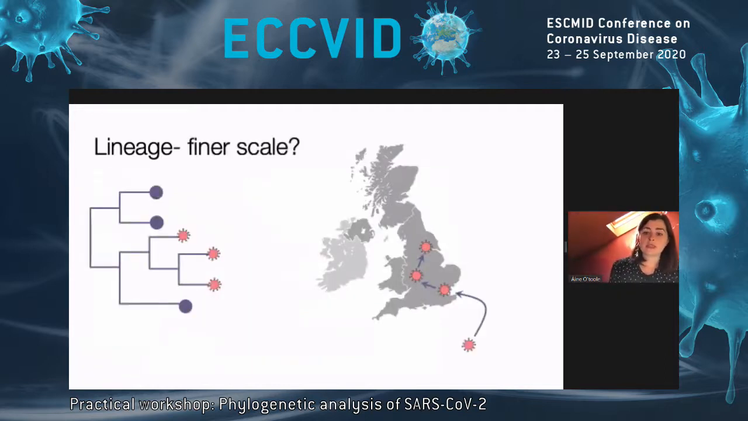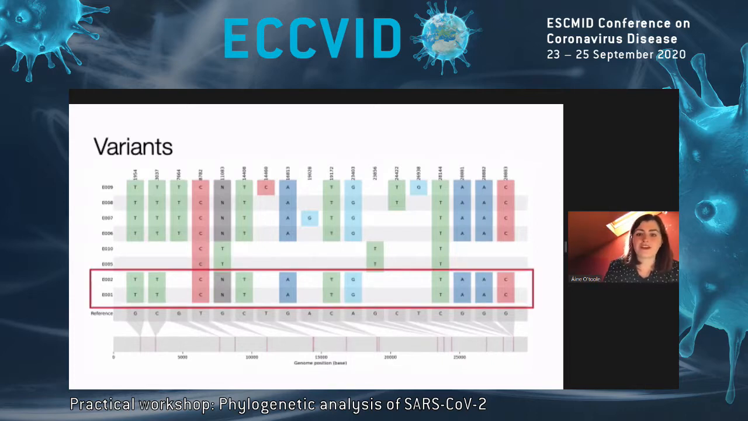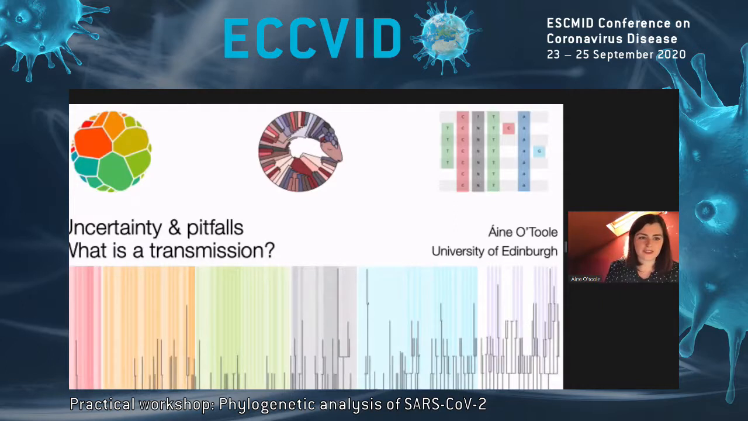But what if you want to investigate at a finer scale, even to the lineage level? Investigate the relationships between 2 different viruses, for instance. And on this level, we need to look at variants or mutations. And this is how we distinguish one virus from the other. And if there are very many variants that actually differ between 2 samples, this gives us usable information. A question that often gets asked, though, is about when 2 viruses are identical. And that sort of brings me straight into the uncertainty and pitfalls section, where we're asking, what is a transmission?